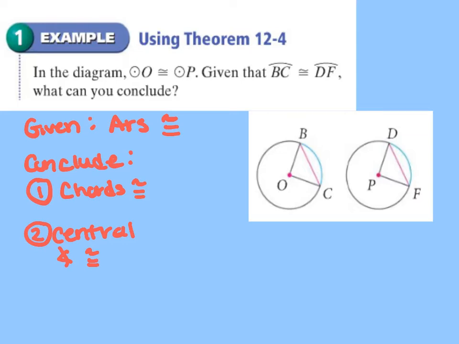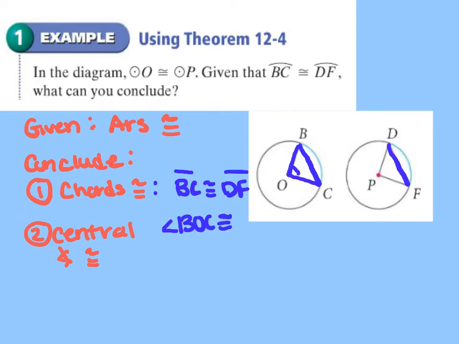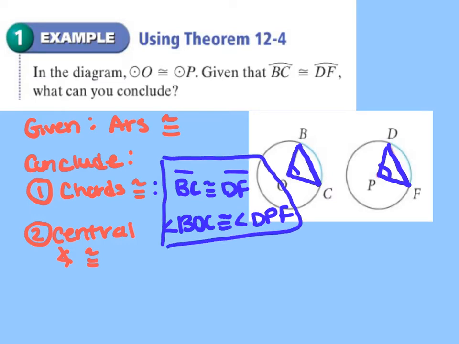So if I were to list out my chords are congruent, the chords that we're talking about are chord BC and chord DF. So we could say that segment BC is congruent to segment DF, and then the central angles they're talking about is the angle formed by the vertex. So it would be angle BOC is congruent to the other central angle, angle TPF. So again, using what we know, and since the circles are congruent, we can conclude the other two relationships.